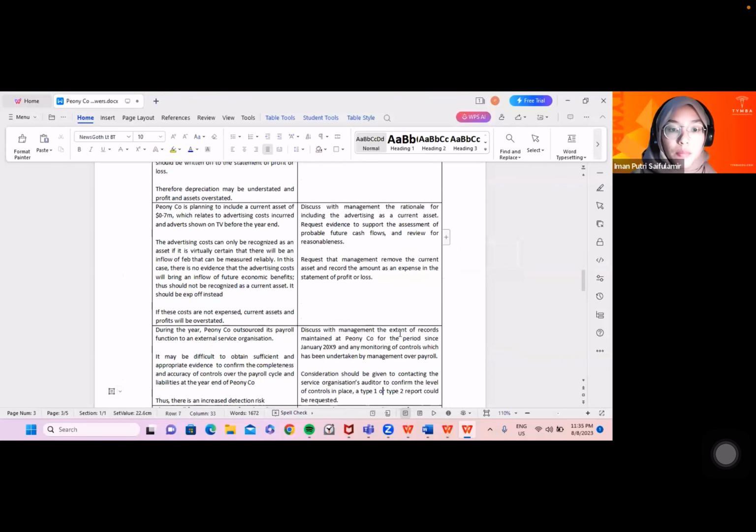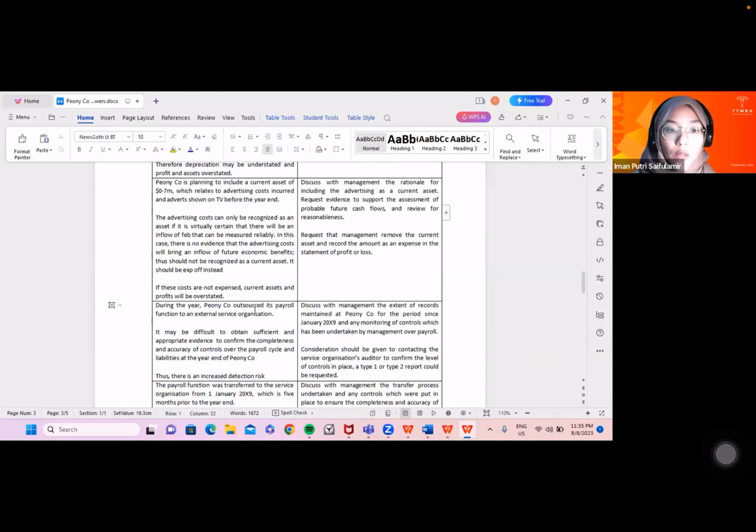Okay, so similarly, my answer for the outsourcing is it may be difficult to obtain sufficient appropriate evidence to confirm the completeness and accuracy of controls over the payroll cycle. This is basically where we will relate to the scenario. We want to talk about the payroll. To confirm the completeness and accuracy of controls over the payroll cycle and liabilities at the year end of PONICO, there is an increased detection risk.